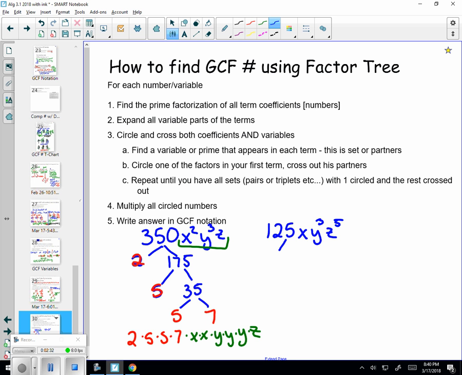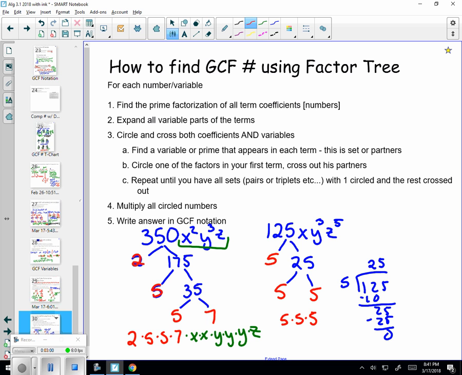125 is not even. 2 and 1 make 3, plus 5 more is 8. 3 won't go in, so my next prime is going to be 5. 5 goes in, so I need to divide out to figure out what it is. Quick division shows me it's 25. 25 is not prime, so I need to keep going. 5 goes in, 5 and 5, so now I can write out my factors from least to greatest, and then add in my variable piece expanded. And 5 z's.